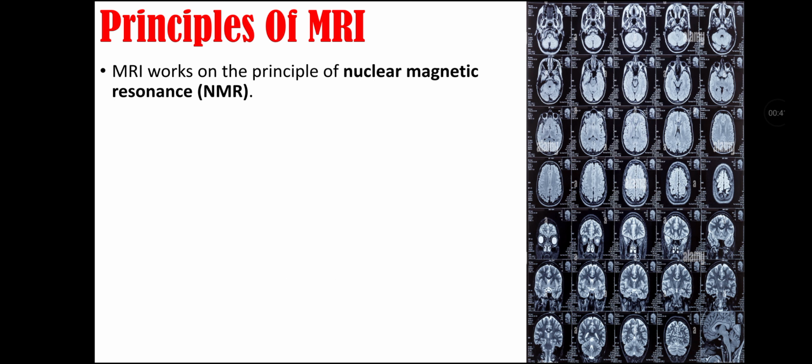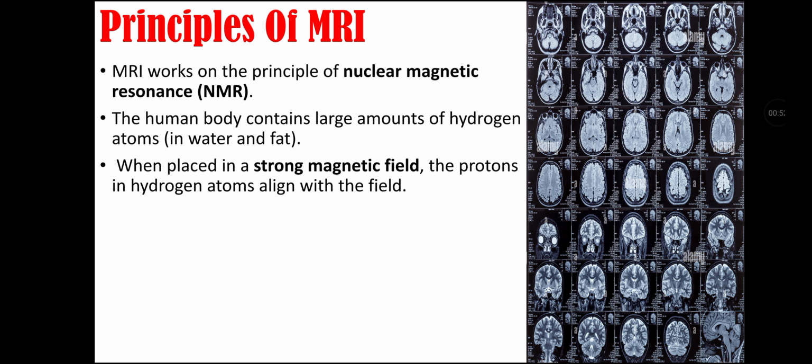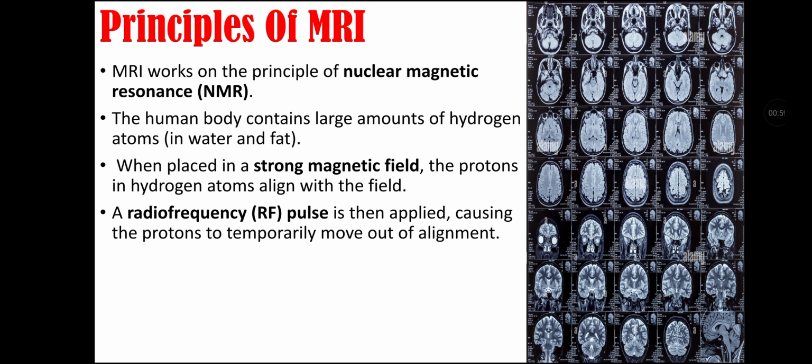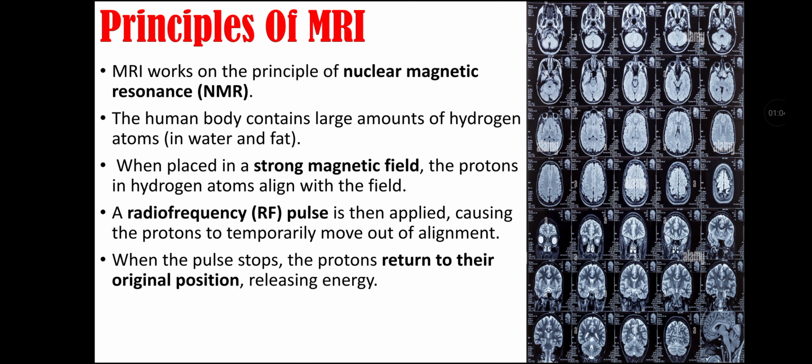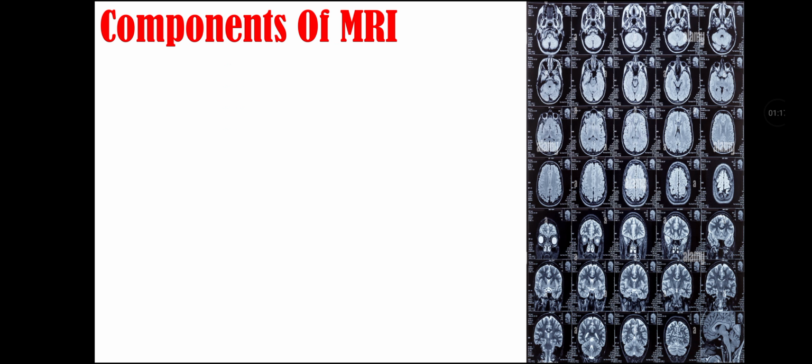Principles of MRI. MRI works on the principles of nuclear magnetic resonance. The human body contains a large amount of hydrogen atoms in the form of water and fats. When placed in a strong magnetic field, the protons in hydrogen atoms align with the field. A radio frequency pulse is then applied, which causes the protons to temporarily move out of alignment. When the pulse stops, the protons return to their original position, thus releasing energy. This released energy is detected by a scanner and processed by a computer to create detailed images of internal tissues.